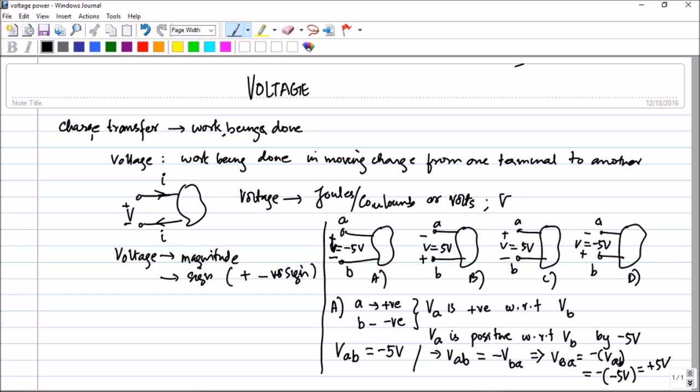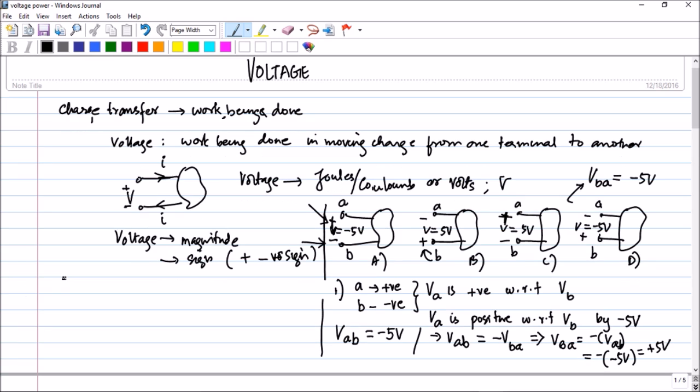The terminal at B is actually 5 volt more than A, but you don't have to see it in that way because the definition which has been given by the author is that A is positive with respect to B. Now it might seem a little bit confusing now, but when we go through the other cases, everything is going to be clear.